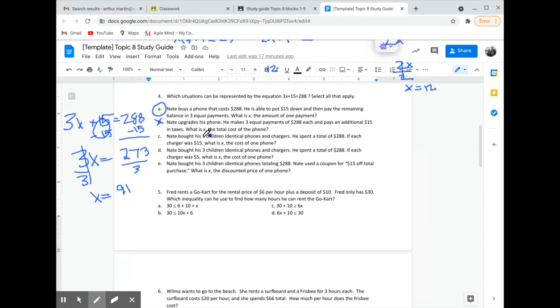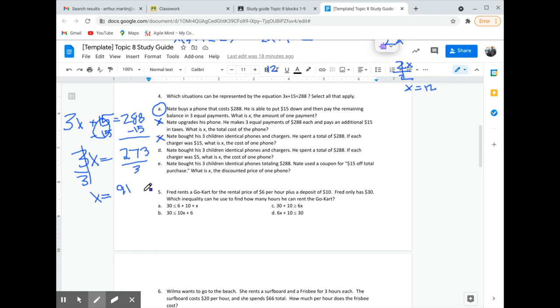C says Nate bought his 3 children identical phones and chargers. He spent a total of $288. If each charger was 15, what is X? Well, this means that we have to do... No, that means 15 times X. Yeah, so, or like 15 times 3 and then 3 times X. So it's a lot. It's not going to be right.